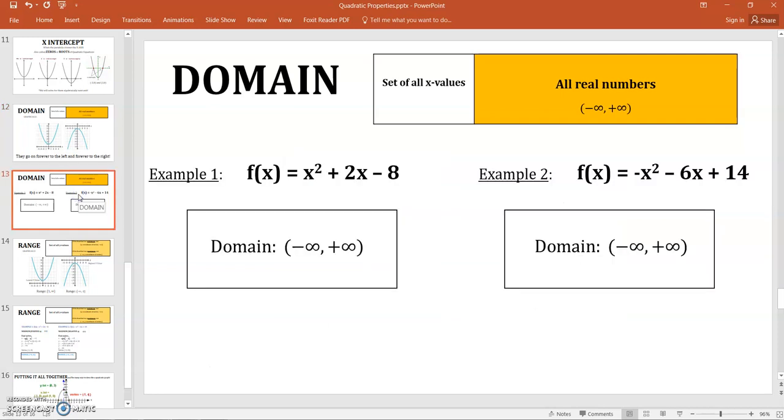So then we get to algebraically. Well, it's not much different. It really doesn't matter what your function is, it's always going to be negative infinity to positive infinity. So that should be something really easy to remember.